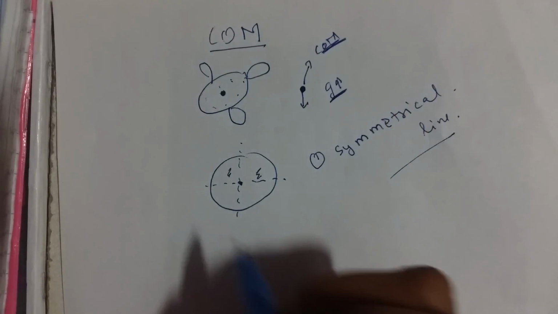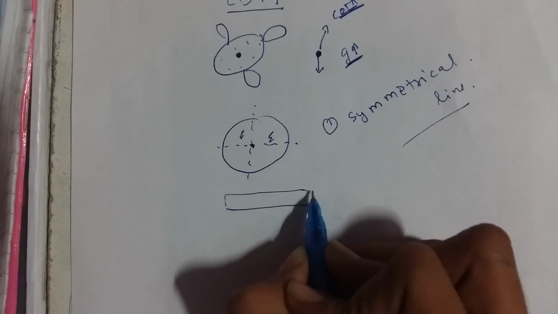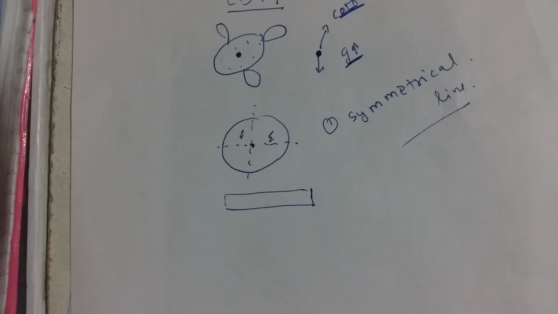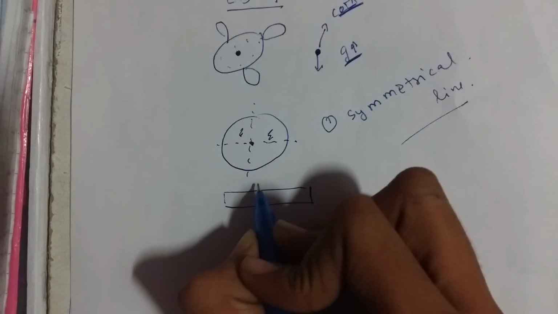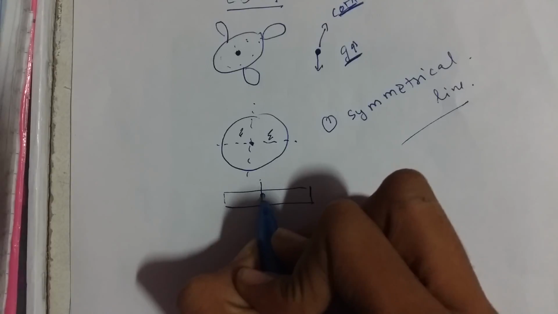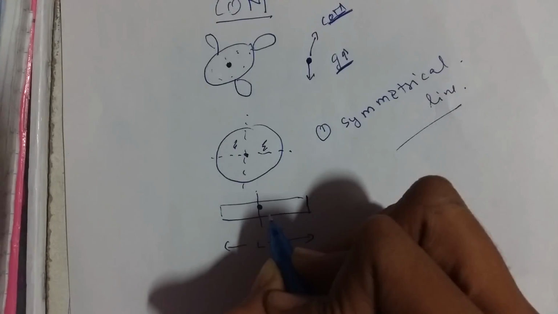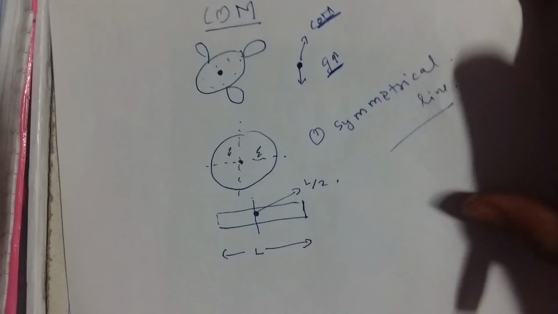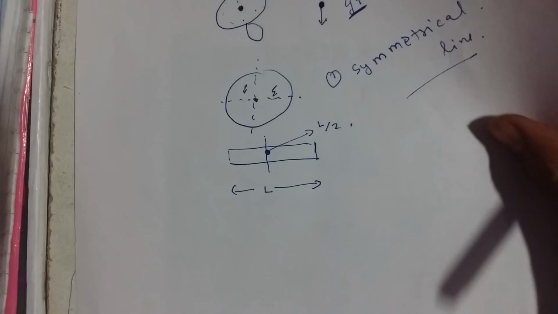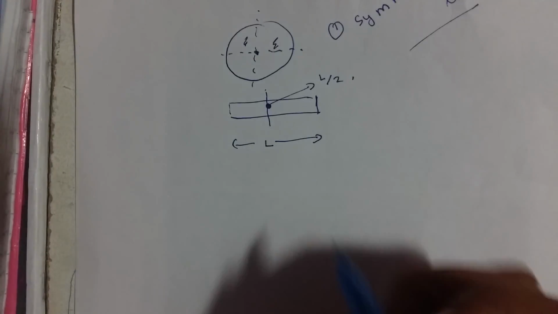Now if I go with a uniform rod, where is the center of mass? A uniform thin rod, it will lie somewhere here. If the length of the rod is L, the center of mass would be L by 2. Now you have understood the concept of what center of mass actually is.